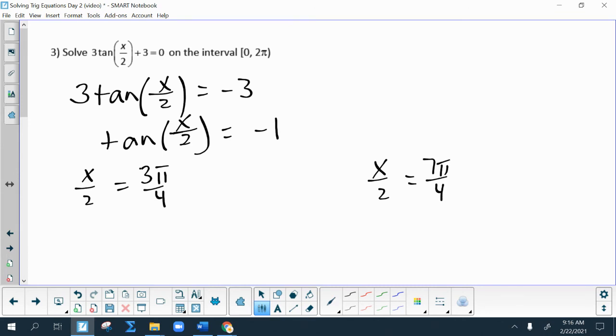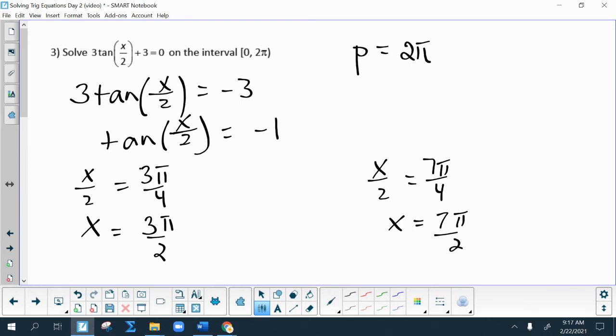See, now this problem is a little bit different because we're not shrinking the period down. We're actually making the period larger or longer. So normal period for tangent is pi. Multiply that by 2 actually, or divide by a half, and you have a new period of 2 pi. So when I do this, I get 3 pi over 2 on this side. And on this side, I get 7 pi over 2, which is already outside of the window.